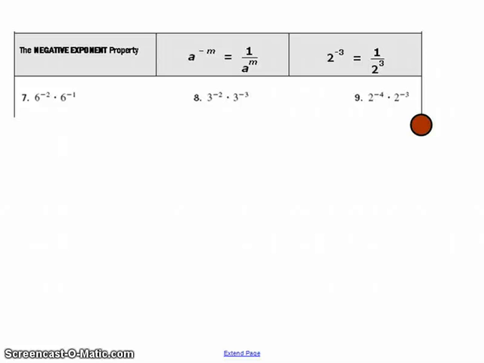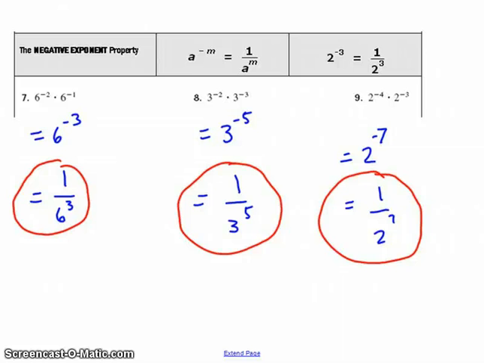Okay, I'm going to assume that you did that, and there are your answers to 7 and 8 and 9. Notice the 2-step process for number 7. First of all, make it 6 to the negative 3 because you added the negative 2 and the negative 1. And then move it to the other side of the dividing line. It becomes 1 over 6 to the 3rd power. Same thing for each of these 2 other questions.